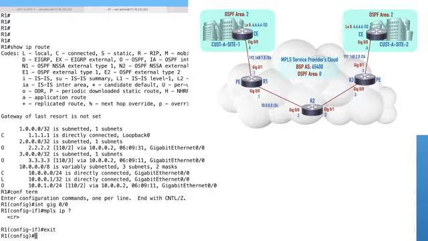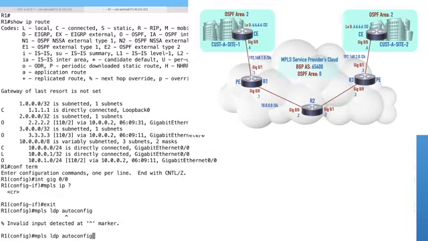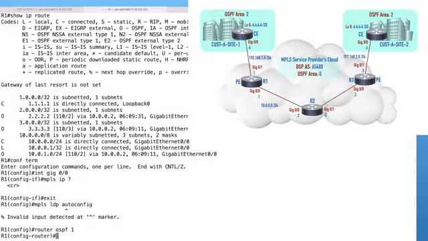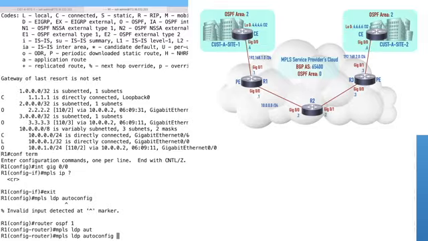From global configuration mode, I'm going to say MPLS LDP, again, that's the label distribution protocol, MPLS LDP autoconfig, and press enter. Whoops, that didn't seem to work. Oh, my bad, I should be in router configuration mode. So I'm going to say router OSPF, my process ID is 1, and I'm going to say MPLS LDP autoconfig, and press enter.